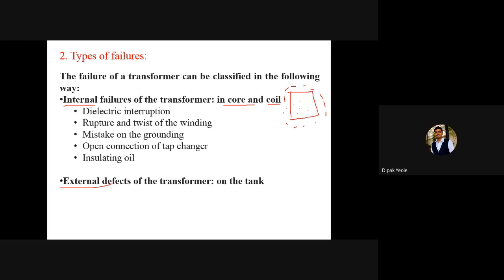Open connection of tap changer. The tap changer is nothing but, as the name indicates itself, we have to change the tap. You might have seen the rheostat. Yes, so this is nothing but the rheostat.